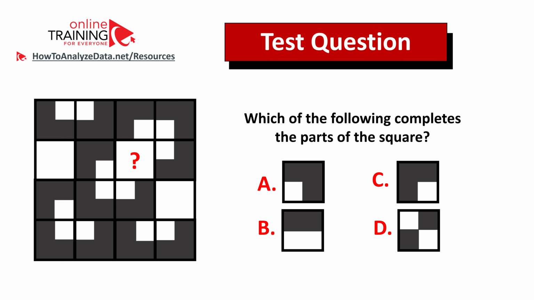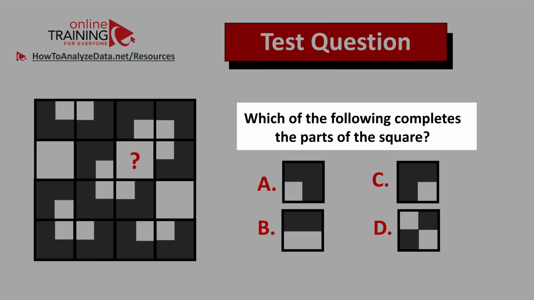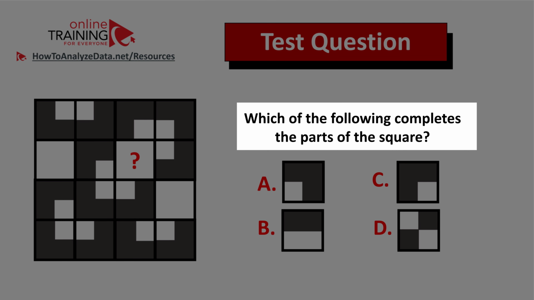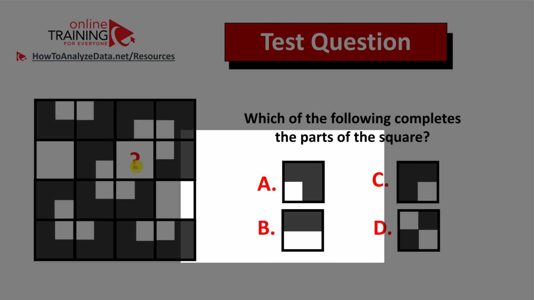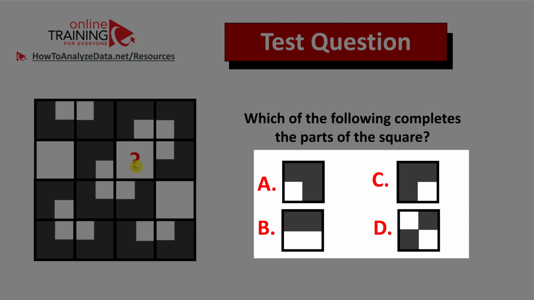Here's the question you can try to do on your own. Make sure to post your answer in the comments if you would like me to give you my feedback. Which of the following completes the parts of the square? You're presented with a 4x4 square, which has shaded parts as well as white parts. And one square inside this big box has a question mark. This is the one you need to figure out. You have 4 different choices. All seem like valid choices. A, B, C, and D.